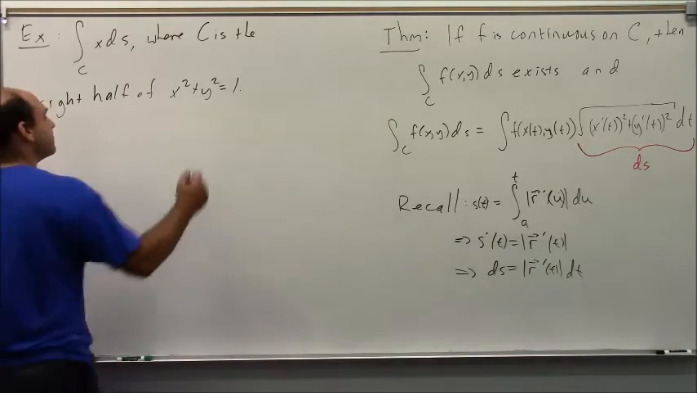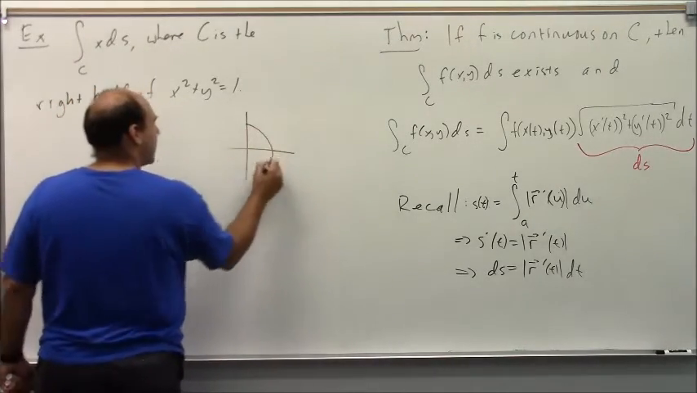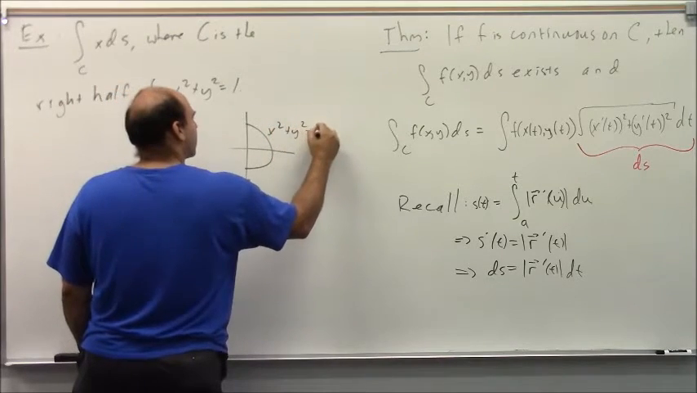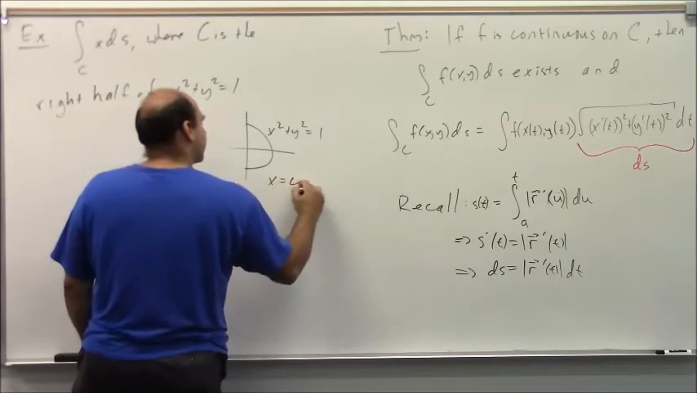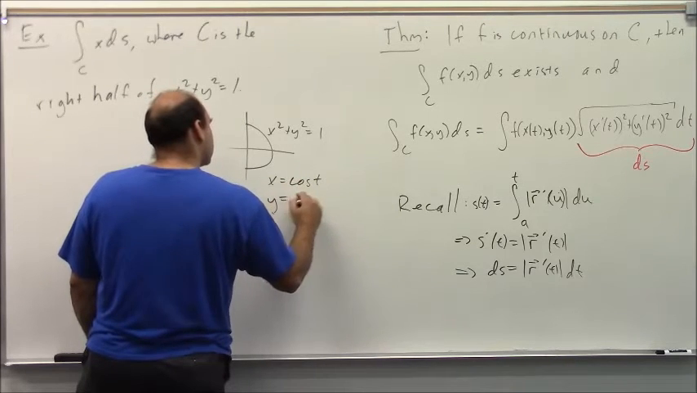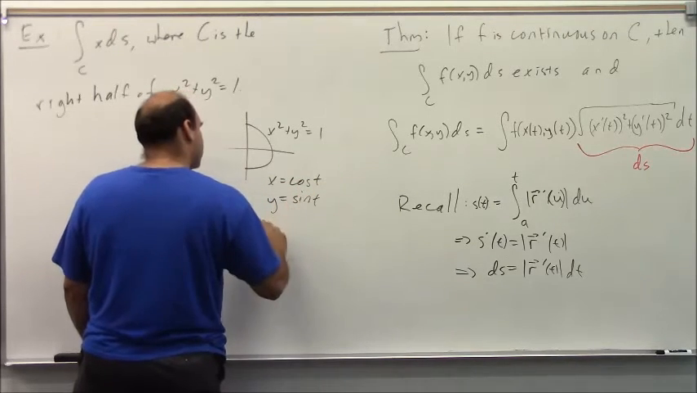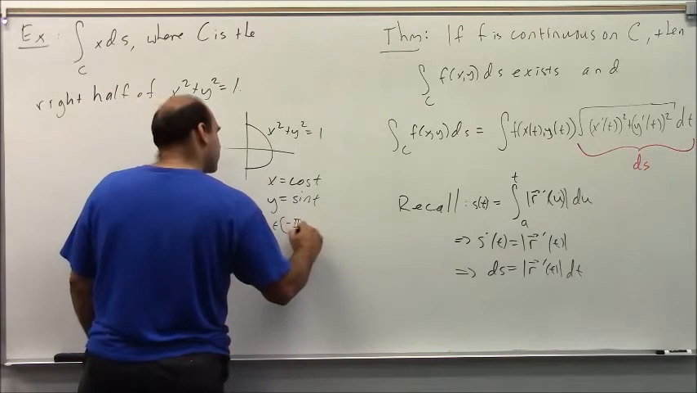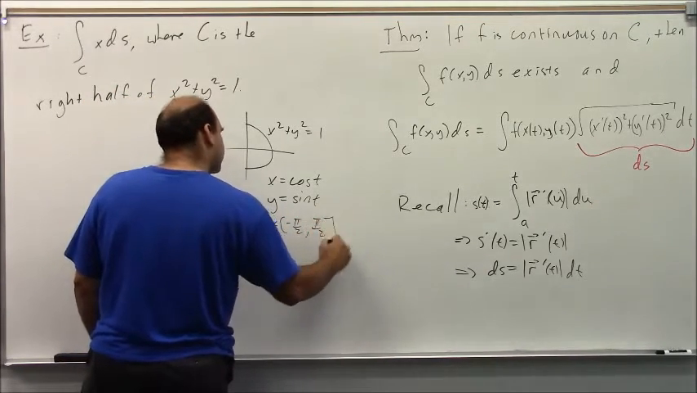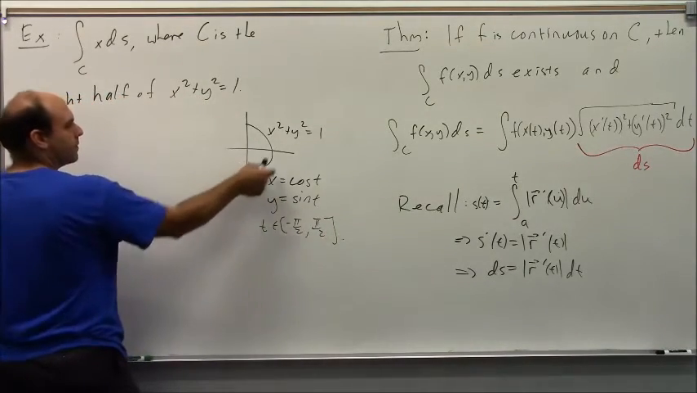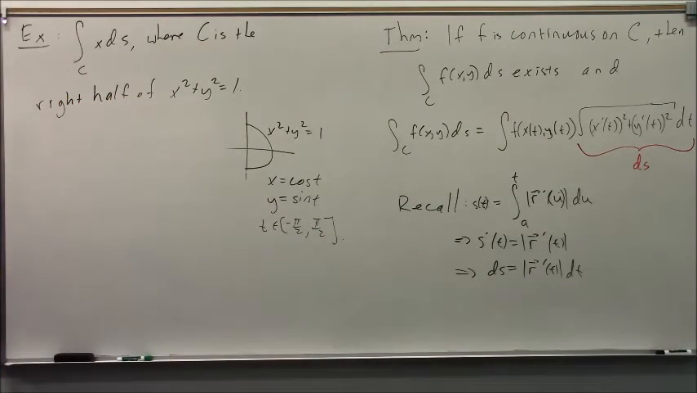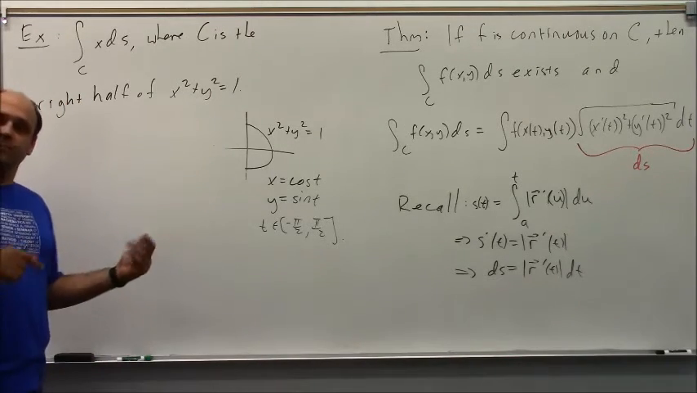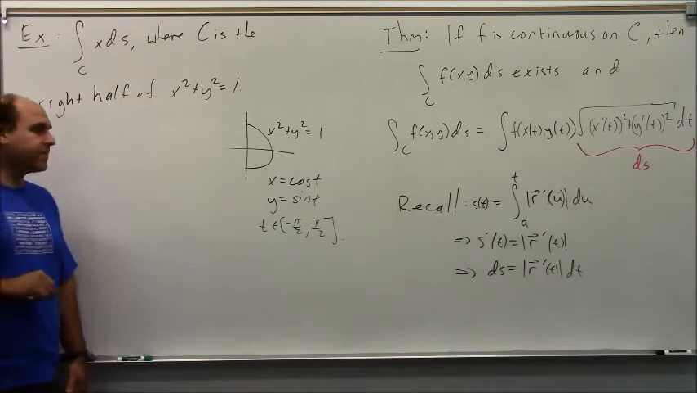Here I go. Here's the right half of that circle. This is the circle x squared plus y squared equals 1. So I can take x equal to cosine t and y equal to sine t for t between minus pi over 2 and pi over 2. That'll take me from the bottom up to the top there. So now you have that parameterization. Do you know what to do with it? Pause, think about it, see what you come up with.